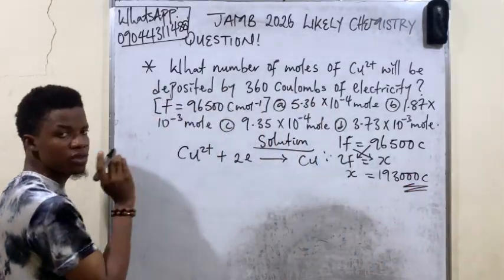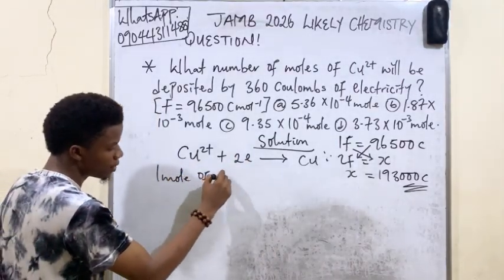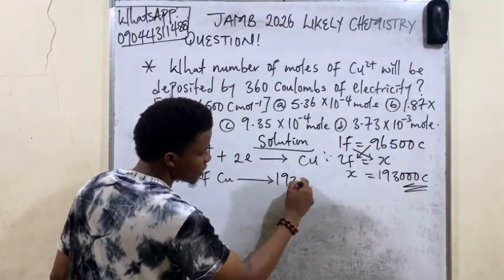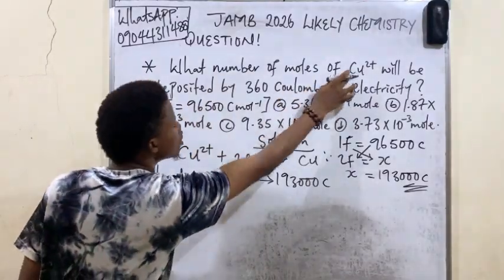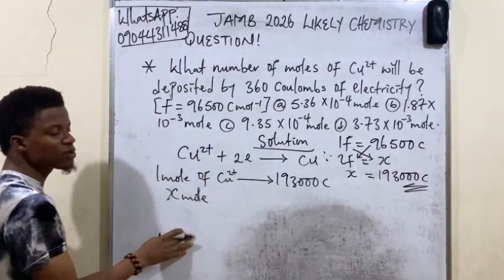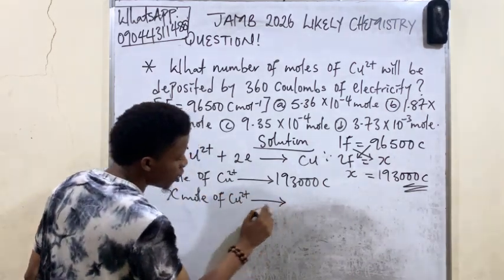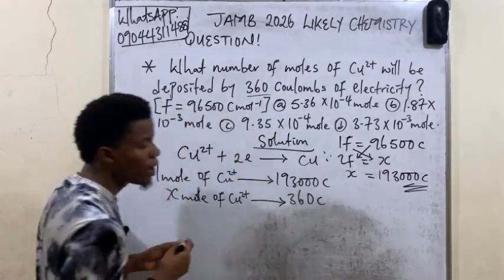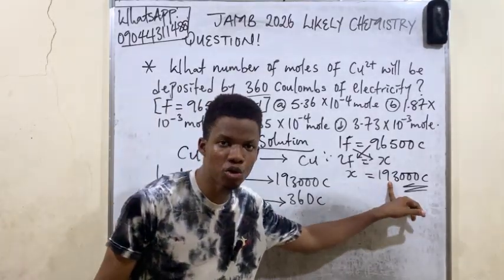So now, listen, that means 1 mole of copper was deposited by 193,000 coulomb. Now they are asking us how many moles of Cu2+. So x mole of Cu2+ will be deposited by 360 coulomb. I go over it again. 1 mole of this Cu2+ was produced by what?